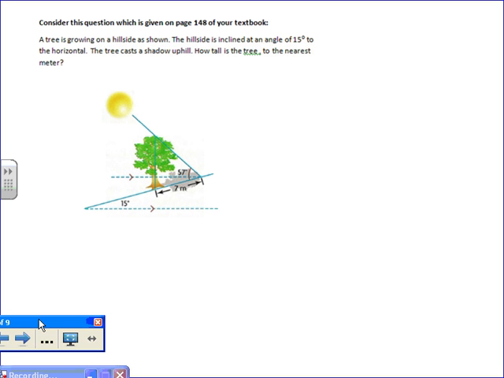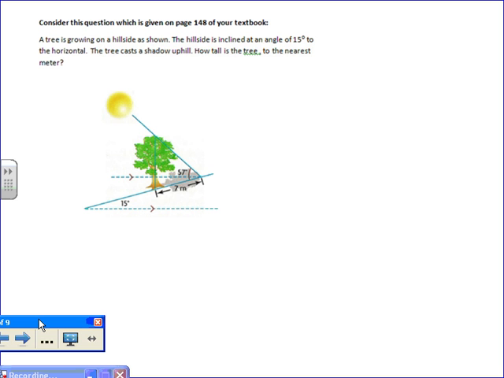So it says, a tree is growing on a hillside, as shown below. So it's growing on a hill. The hillside is inclined at an angle of 15 degrees to an imaginary horizontal line. And the tree casts a shadow uphill. How tall is the tree to the nearest meter? So we're looking for the height of the tree is what we want here.